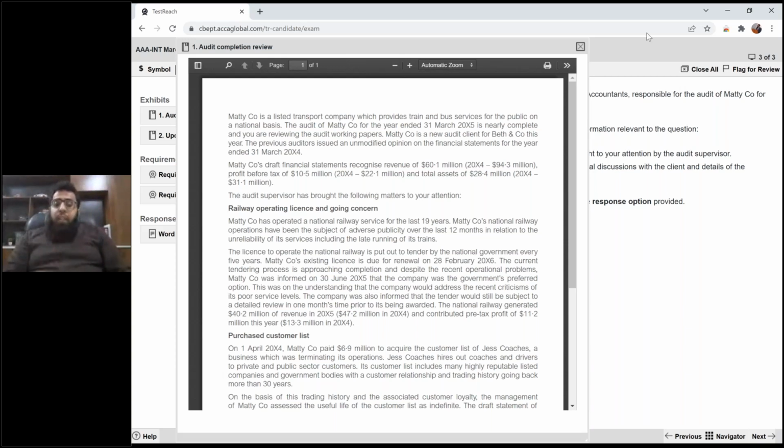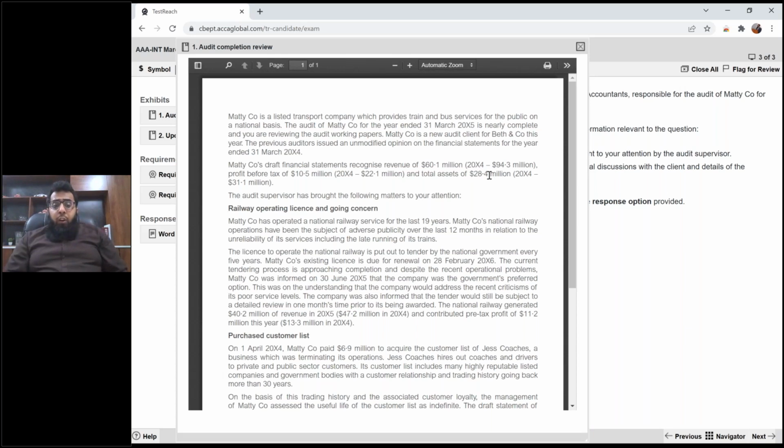If you look at each of the numbers, the revenue has fallen. Last year it was $94.3 million. This year it has fallen to $60.1 million. Last year, the profit before tax was $22.1 million. This year, the profit before tax has become $10.5 million. The numbers are falling. The total assets were last year 31.1. This year, they have fallen to 28.4.